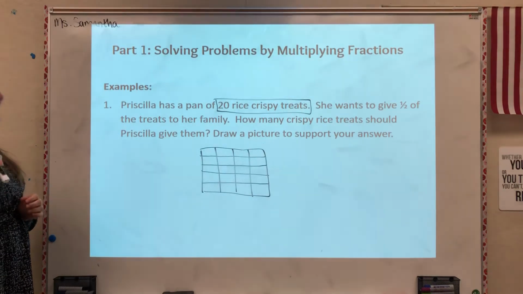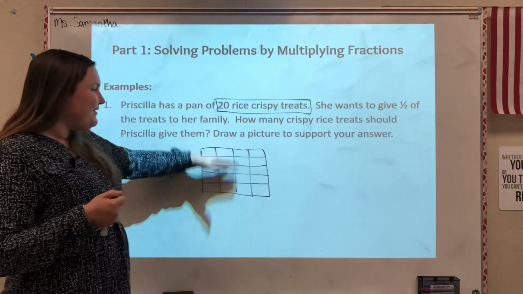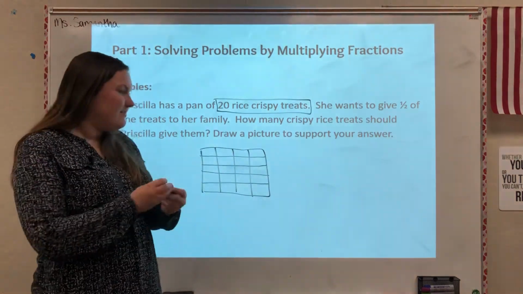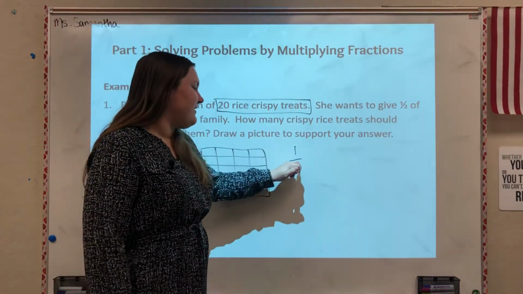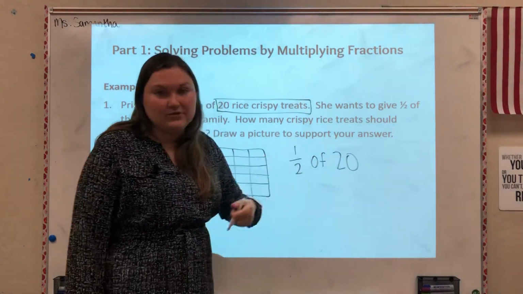So she wants to give half of the treats to her family. So I want to figure out what's half of 20. That's really what we're trying to figure out here, is what is half of 20? Half of the 20 treats.